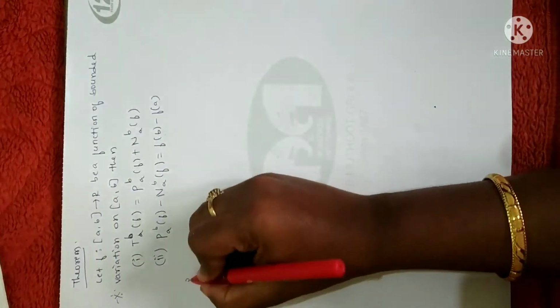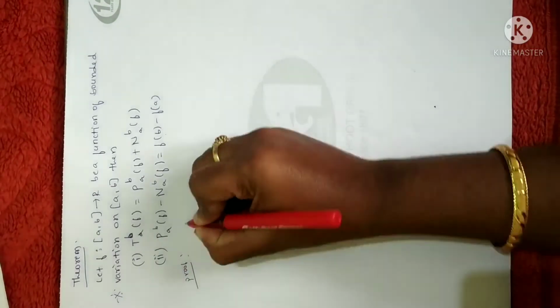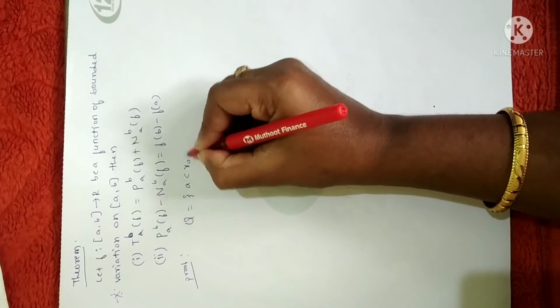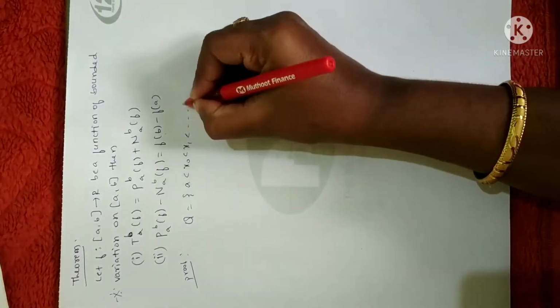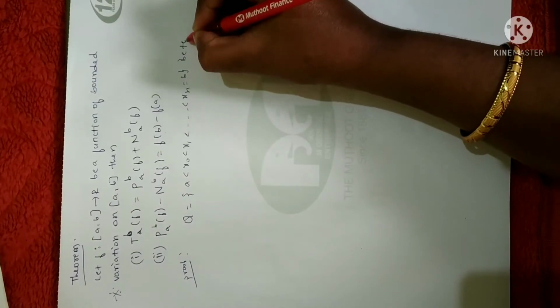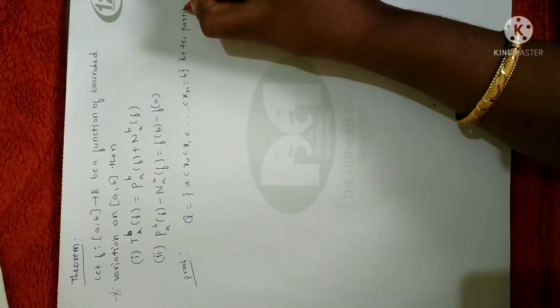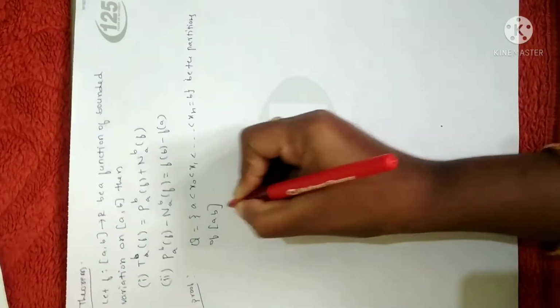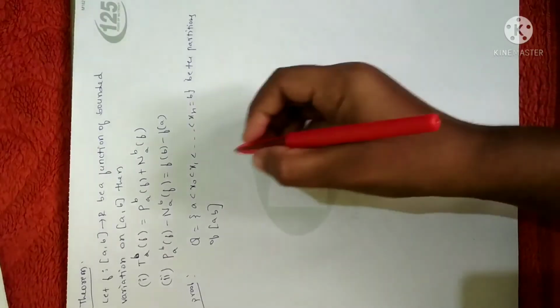Now what I'm going to do, just to prove this, is consider a partition, as we already know that we are going to divide this interval. So I can divide it. Let me take this partition to be the required partition of [a, b]. What I have done is divide the interval [a, b] into n number of partitions.